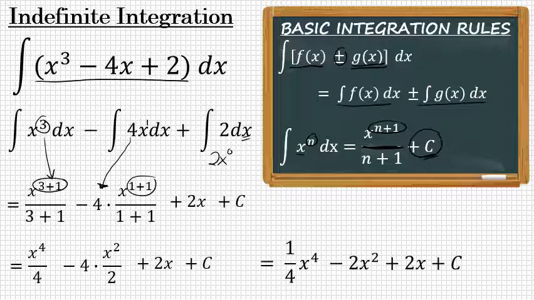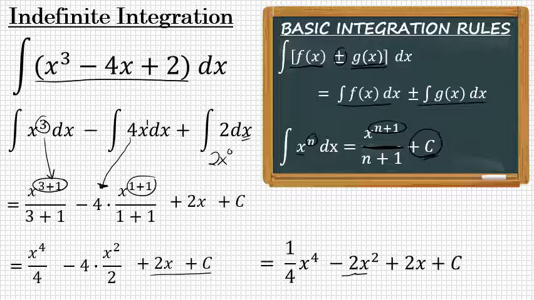You can choose the form you would want to write your final answer in. X to the fourth over 4 would be a fine way to write your first term, or you could choose to write 1/4 as the coefficient and the variable x to the fourth being multiplied by that fraction. Negative 4 times x squared over 2 simplifies to simply negative 2x squared. And the last two terms, again, do not require simplification.